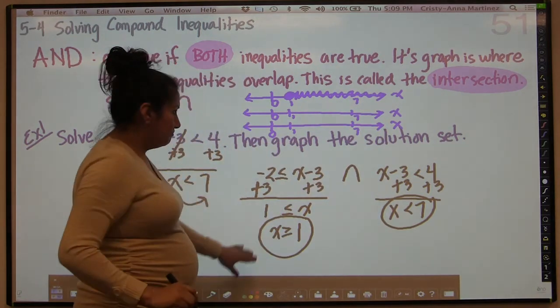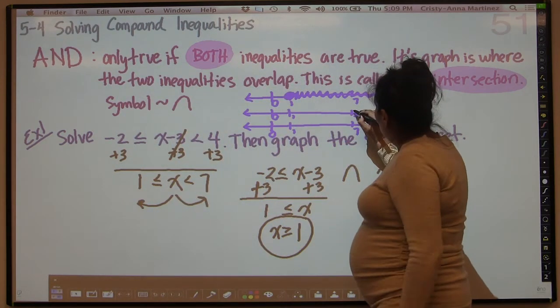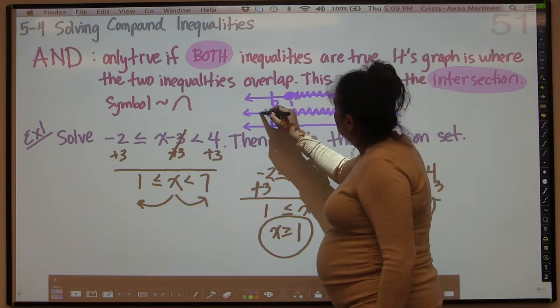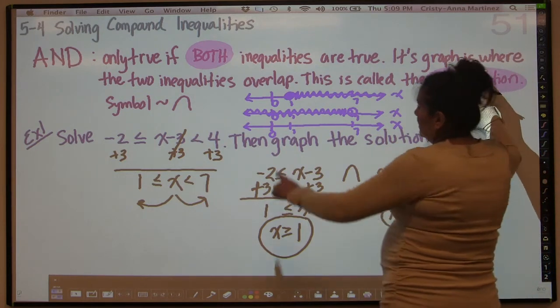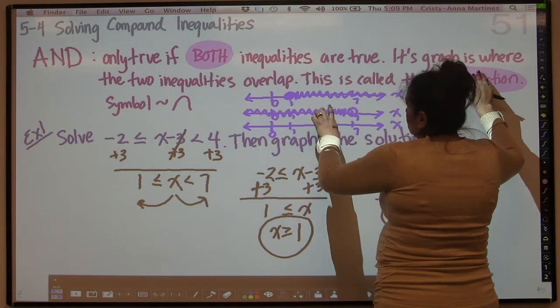All right? In the second one, I'm going to get that x is less than 7. So it's going to be open, and it's going to go this direction. Then the graph is where the two inequalities overlap. So you can see kind of where they're overlapping here. This is the only place where you have solutions to both.